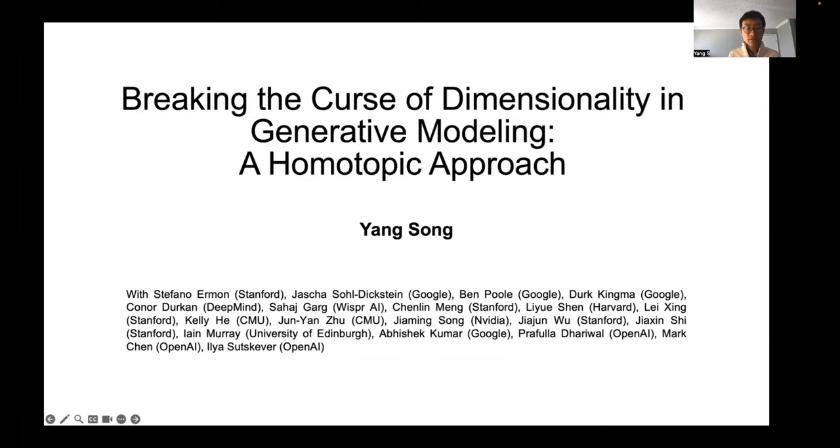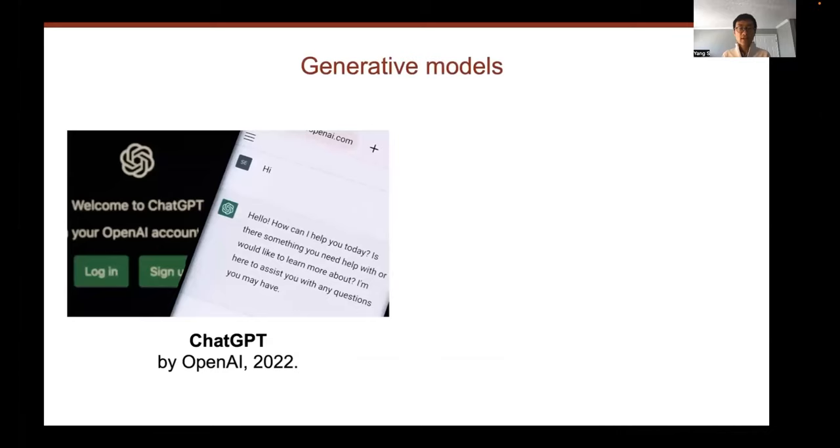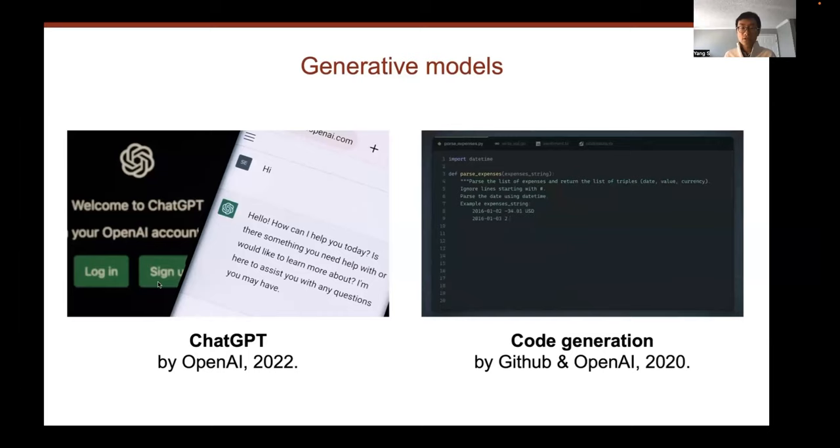In the past half a year, we have seen so much progress in the field of generative models. For example, OpenAI has made a huge splash by releasing the ChatGPT model. This is a generic model for conversations. Even before then, we already had very good generative models for code. Given English instructions, those generative models can produce very high quality computer programs.